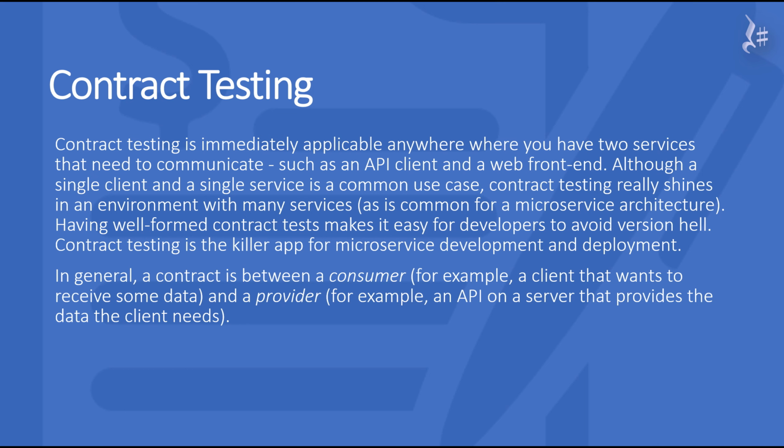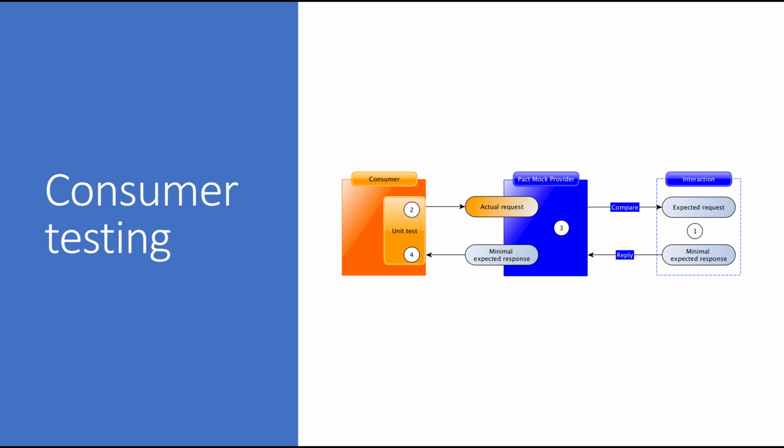In general, a contract is between a consumer, for example a client that wants to receive some data, and a provider, for example an API on the server that provides the data the client needs. So this is exactly what we discussed as contract testing, and we saw how contract testing can be achieved using the consumer and provider fashion.